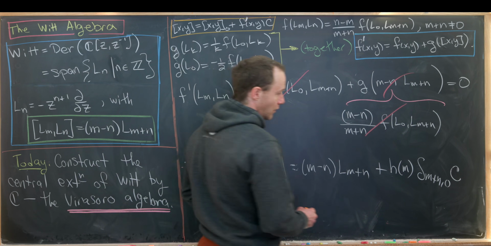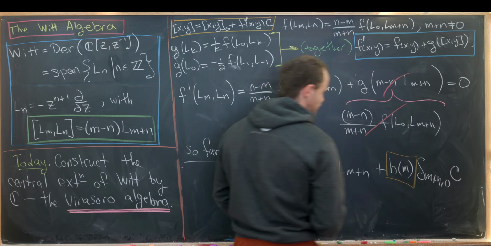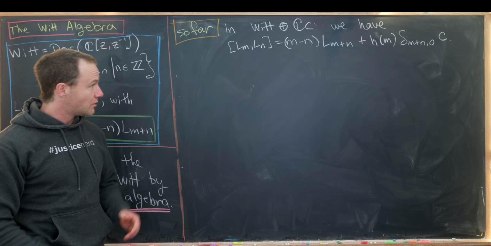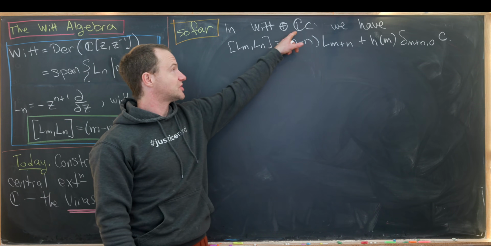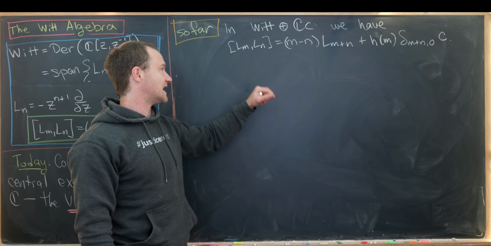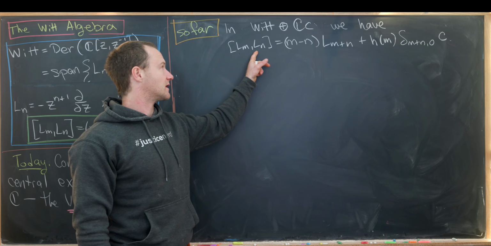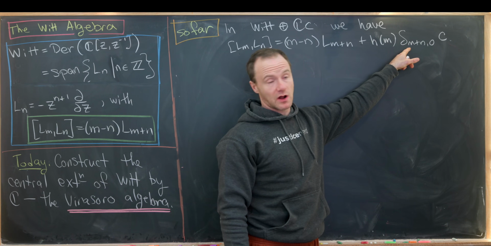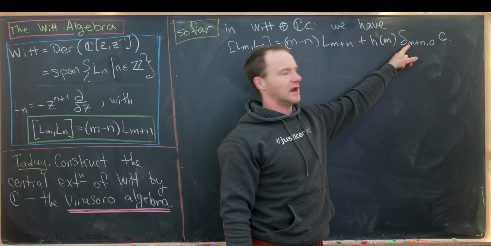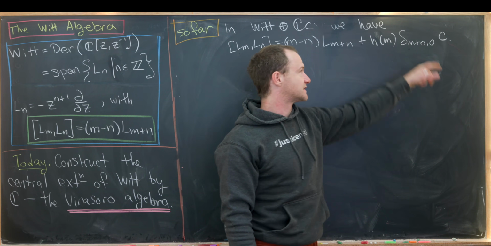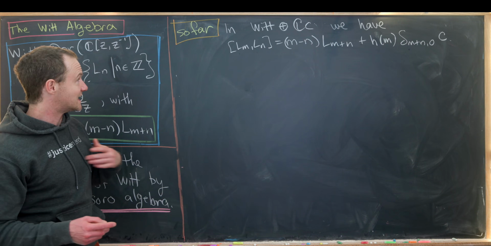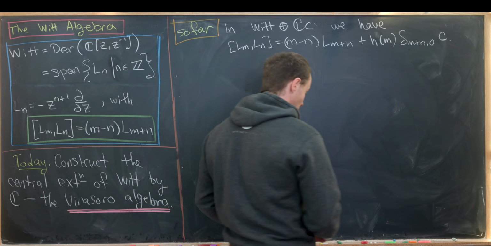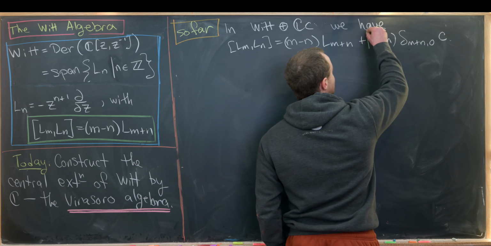Okay, so that means that all we need to do now is determine what this h of m function looks like. And that's what we'll do on the next board. So we're almost home free. So in our extension of Witt, our new bracket must take the following form. Lm bracket Ln is (m minus n) Lm plus n, and then some function of m times Kronecker delta m plus n, 0. In other words, this is 0 unless m plus n is equal to 0, and then our basis vector for our extended part, which we've called c. And now we are left to determine what this new function h is.